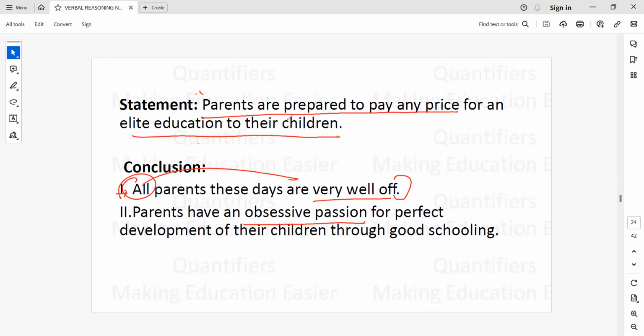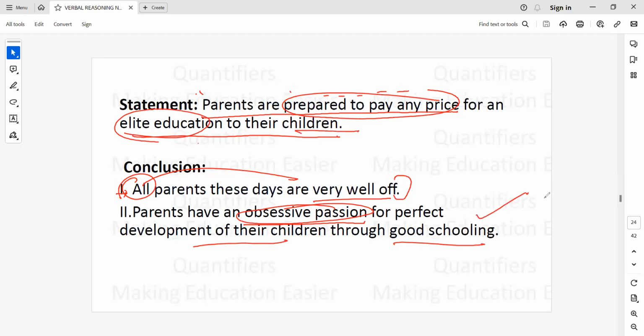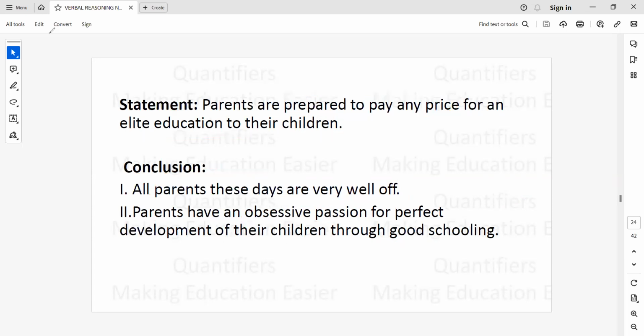Now, parents have an obsessive passion. Correct, echo words. So they are prepared to pay any price. They have an obsessive passion for the perfect development of their children through good schooling, through elite education. Perfect development is something that you can logically conclude. So the correct answer is that only conclusion 2 is correct. Let's move to the next question.